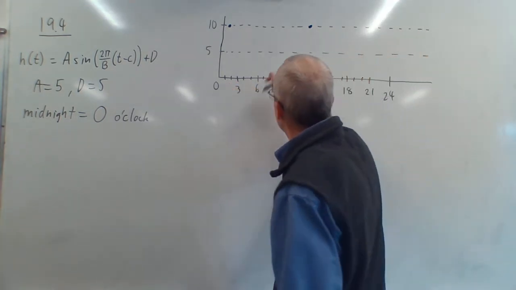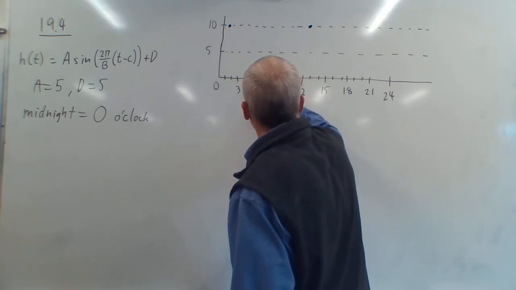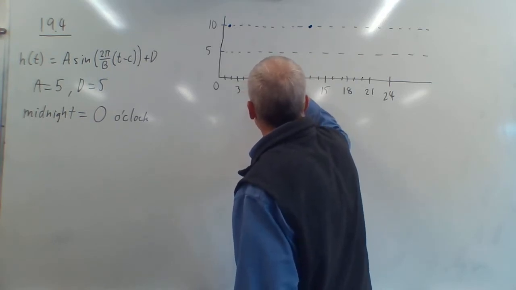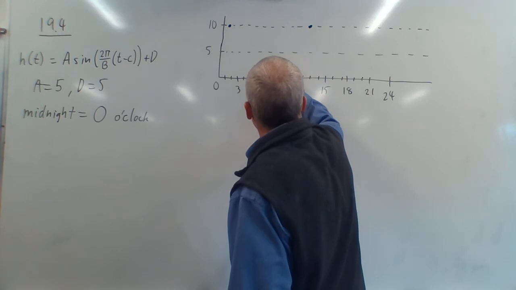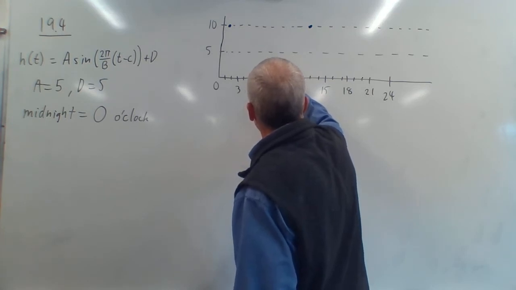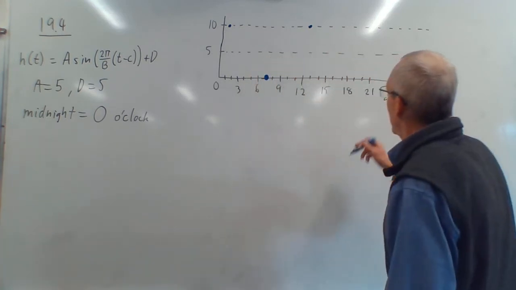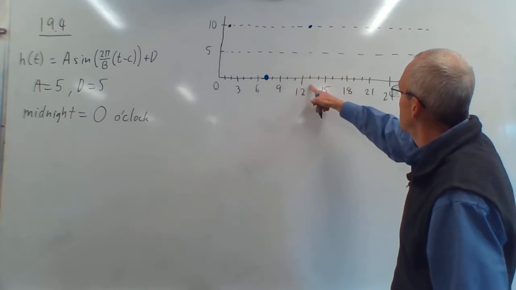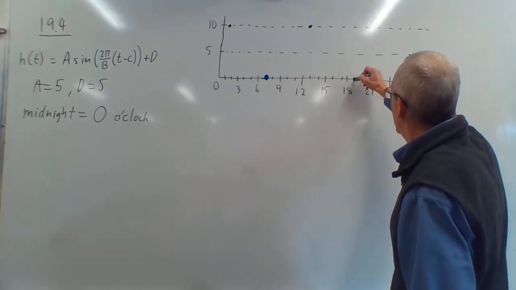So 1 plus 6, it's 7 o'clock. Well, that's a bad mark there. Should be more like here. Anyway, it's 7 o'clock. It's low tide. So that's going to be at 0. We go all the way down to 0. And then 6 hours after that, so 13, so 19 o'clock, it's low tide.